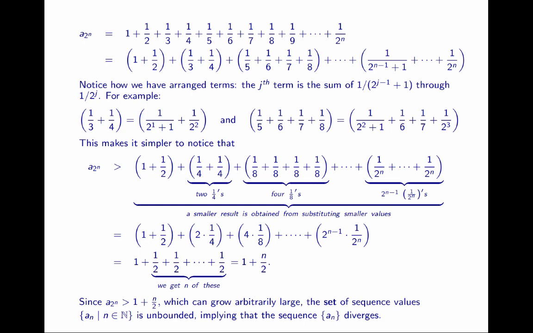So now we know that if a sequence converges, its limit must be unique. The set of all values assumed is bounded. And if the set of all values assumed is unbounded, then we can use that to prove that the sequence necessarily diverges. Well, that's it for today.